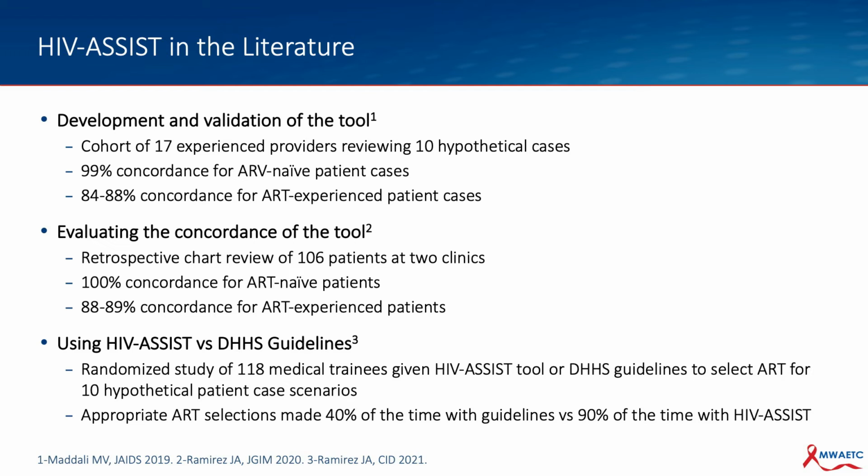That's not exactly surprising that there's a lot more variability and a lot more gray when it comes to making decisions for people who have ART experience. Then they wanted to evaluate the concordance of the tool, looking at real patients and not just hypothetical cases. So they did a retrospective chart review of 106 patients at 2 clinics, and this is what I participated in, just the chart review. They found 100% concordance for ART-naive patients and 88 to 89% concordance for ART-experienced patients.